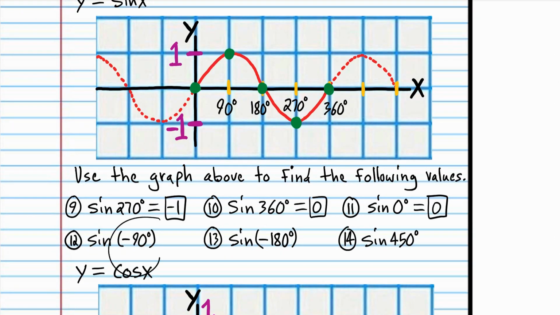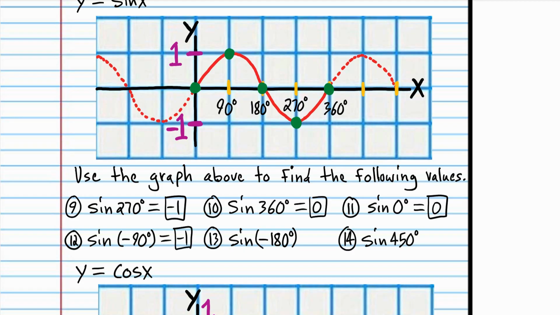Now, if we have a negative angle measure, that means we go to the left. We don't go to the right over here. We go to the left over here. So let's go out 90 degrees, and 90 degrees is one box, although I didn't label it. What is the y value of the point on the actual curve? Well, that's -1. We had to go down 1. So sine of a negative 90-degree angle is -1.